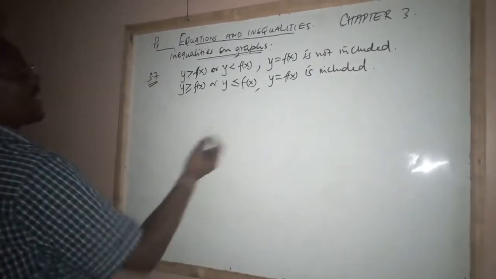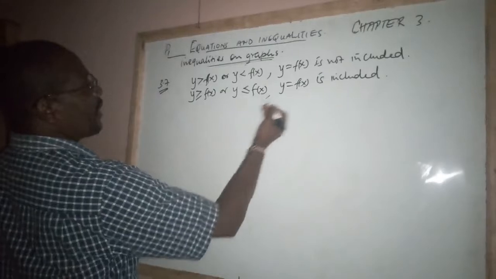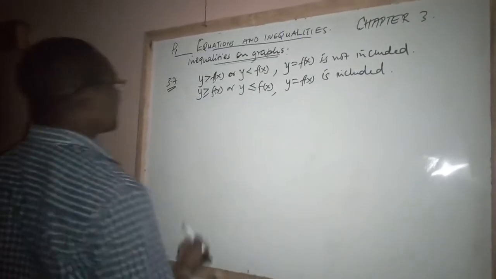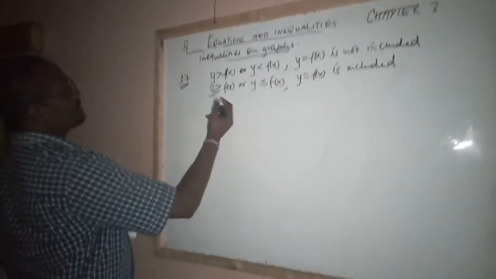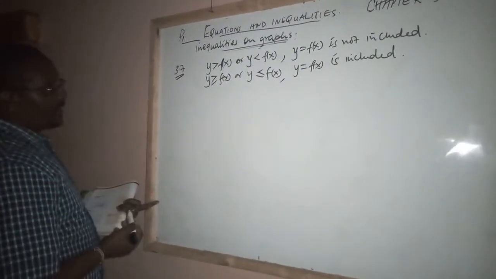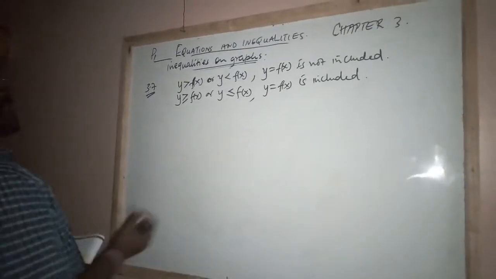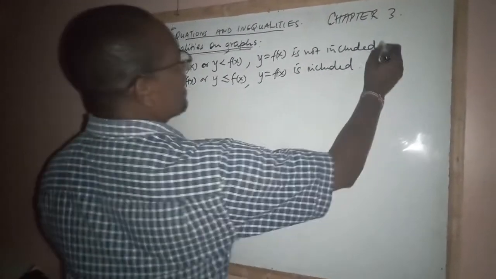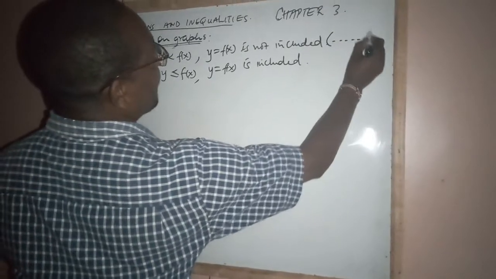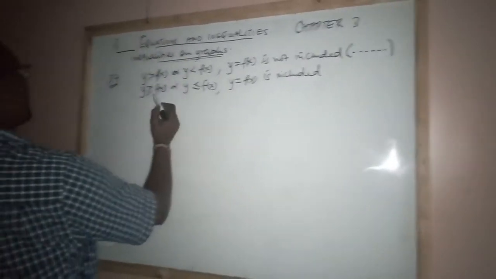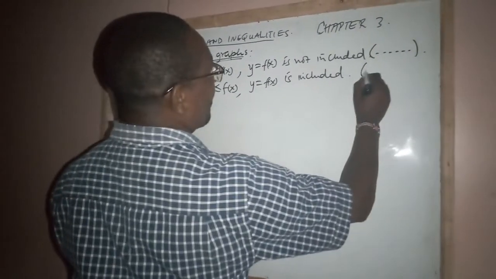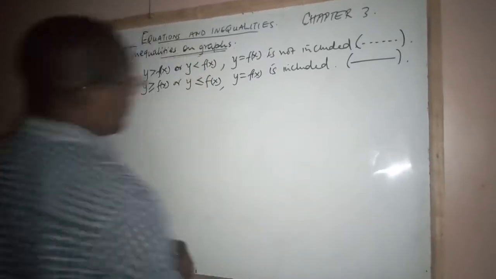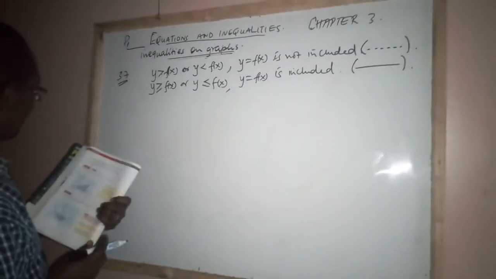All the values of y along the curve or along the straight line are included because of the aspect of equals to. Sometimes when we talk about greater than or less than, we talk about the broken line. But when we have equality, then we talk about a continuous line. We are going to see this in our example 13.